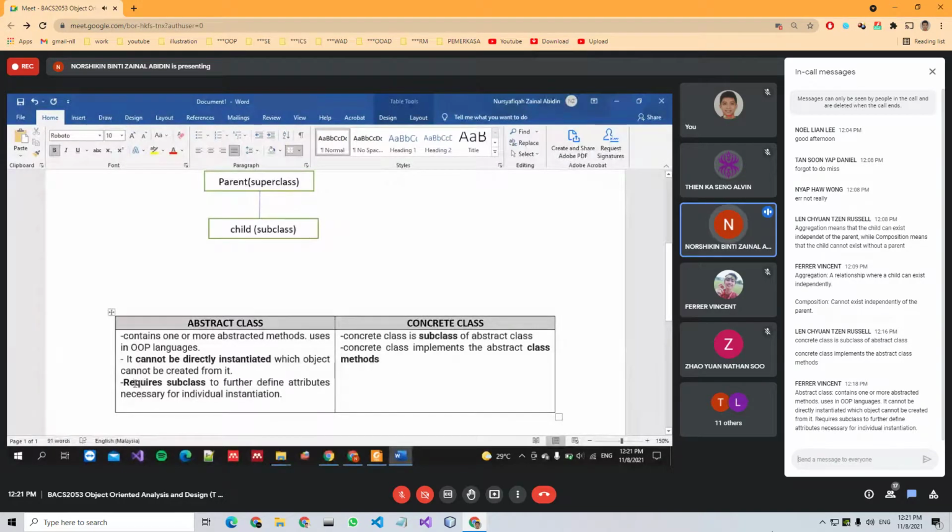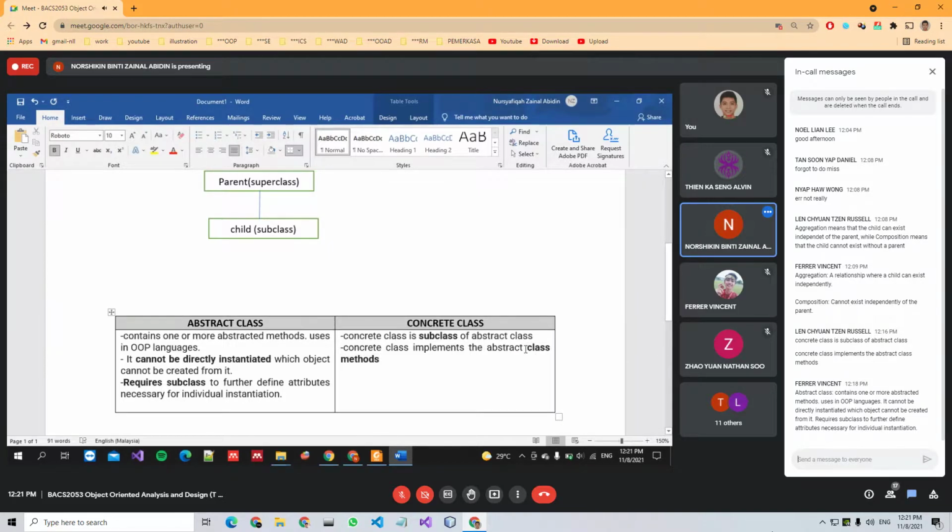So from this third point, require subclass. Require subclass is the point here in the third point of this abstract class. We can pair it with the first point in concrete class. So a concrete class is the subclass. The abstract class needs the subclass, and the concrete class is the subclass of this parent abstract class. A concrete class implements the abstract class method.